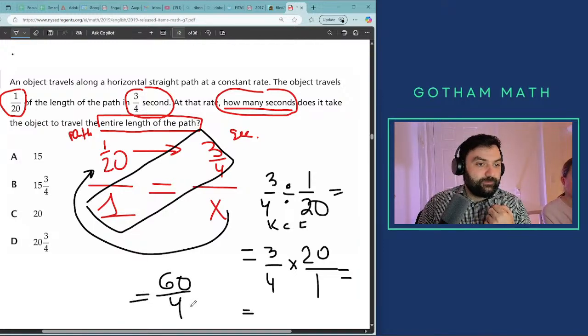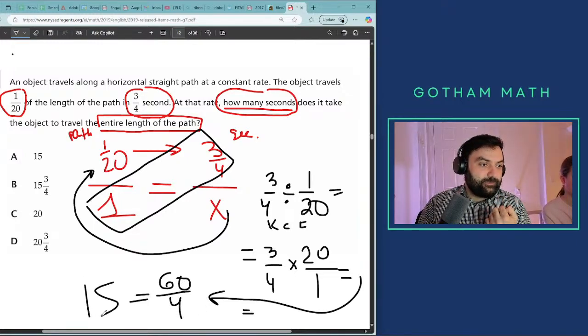Which is how many times 4 goes into 60? Exactly 15 times. Or you can do it in a calculator. The answer is A. All right.